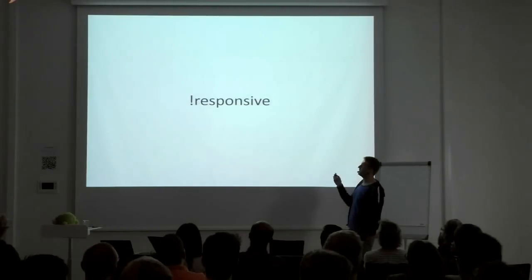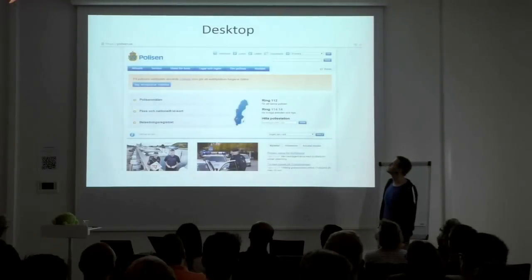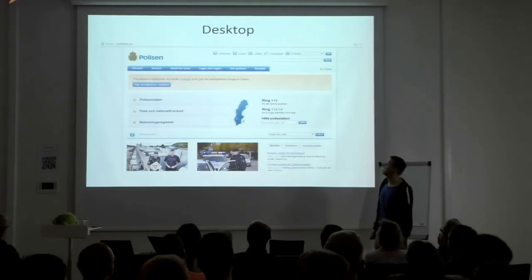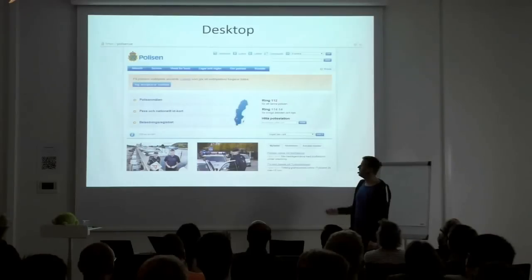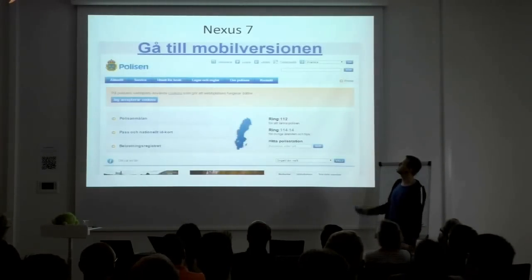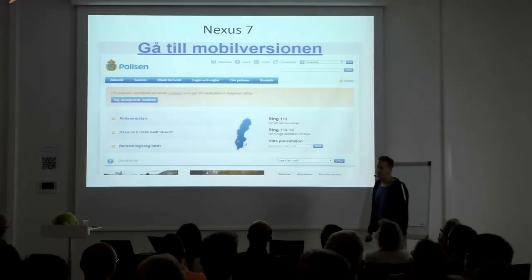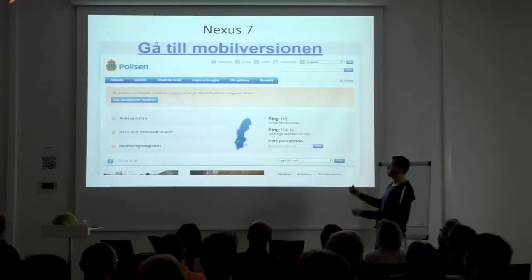So, a really good example of not responsive is our law enforcement site. It looks good, and it can be better, but I have nothing to say against it. But when you enter this one on a Nexus 7 device, what you see is this. The site looks good. Why do I want to go to the mobile version? And why do you scream it in my face? I don't want to see that. I just want the content to fit.